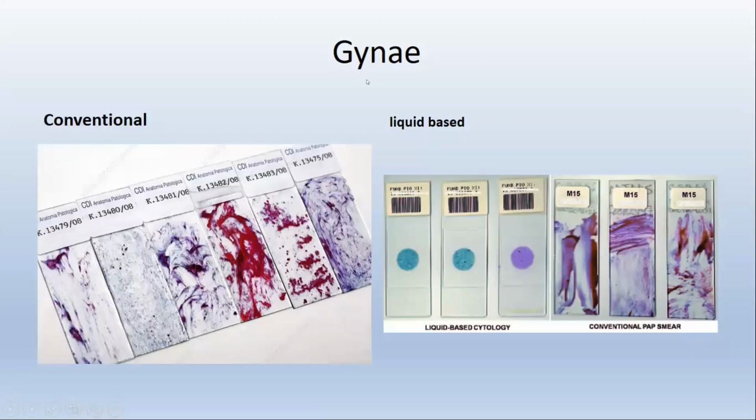Other specimens that we receive are the gynae smears. This is what happens in the OBGYN clinic or other clinics when they do the pap smear. This is the routine, conventional pap smear, whereby last time they just took the pap smear test, strike the spatula on the glass slide and make the smear, and then we stain. But now we are using more of the thin prep.